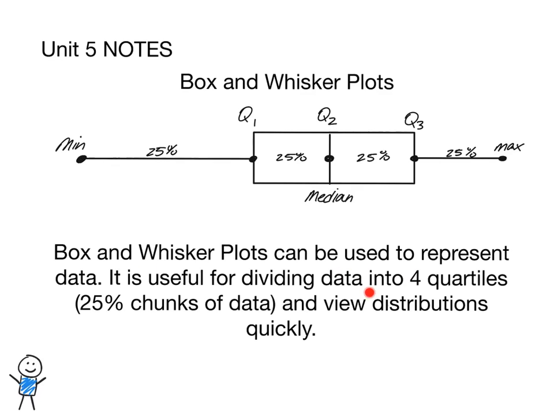This says box and whisker plots can be used to represent data. It's useful for dividing data into four quartiles. We said that a second ago, which just represents 25% chunks of data, and view distributions quickly. Make a mental note that sometimes they'll group quartiles together. For instance, from Q1 to Q3, that box actually represents 50% of the data. This quartile was 25%, this one was 25%, together they make 50. All right, now let's actually complete a box and whisker plot on the next slide.